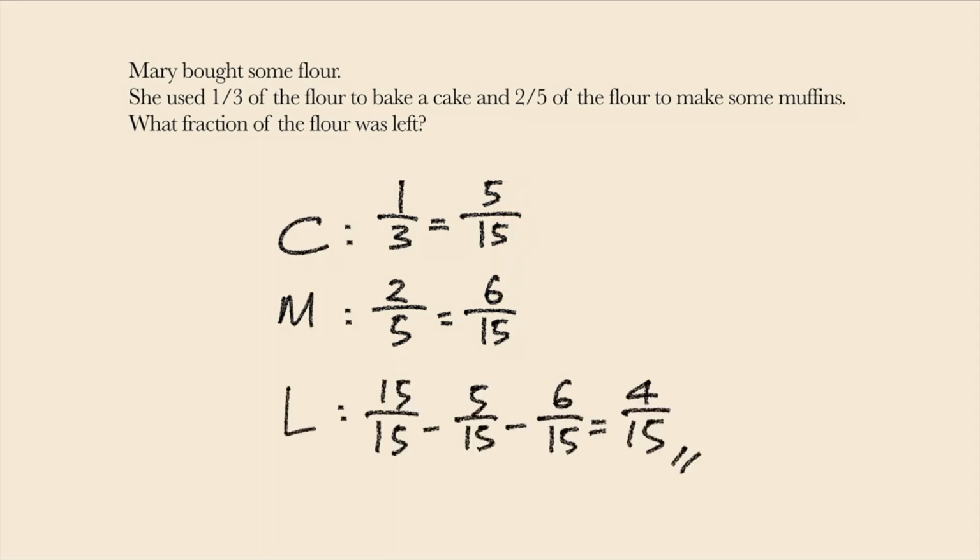So if the total is 15 units, you can subtract what's used for the cake and the muffins, and you get 4 units left. And what fraction is that? 4 out of 15.